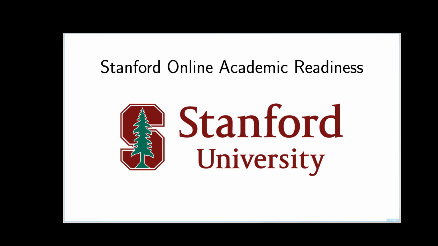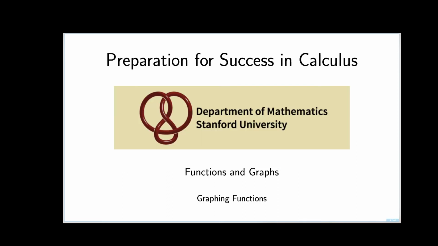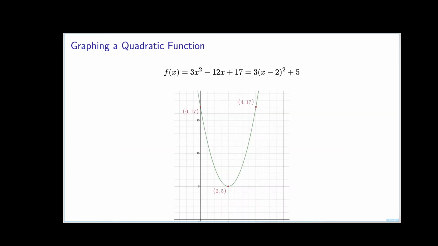In this lesson, we'll continue our work with functions and graphs. In particular, remember that in our previous lesson, we graphed the quadratic function f of x equals 3x squared minus 12x plus 17. And we did this by completing the square. We obtained the expression 3 times (x minus 2) quantity squared plus 5. Now let's think about why completing the square was useful here.